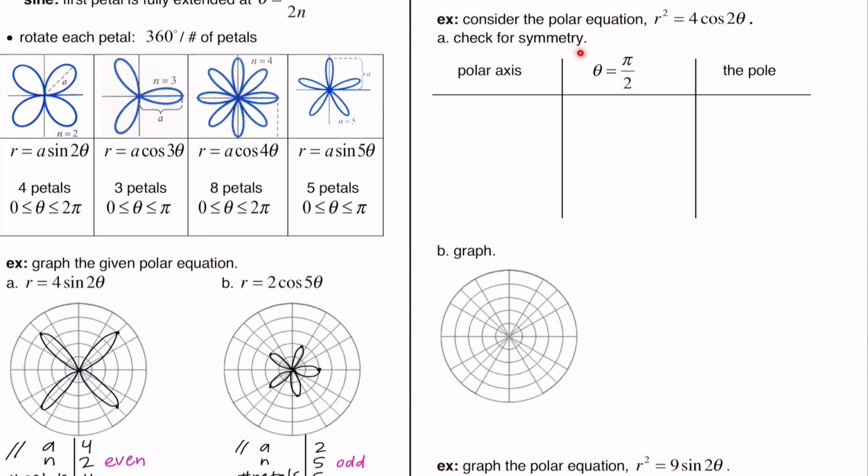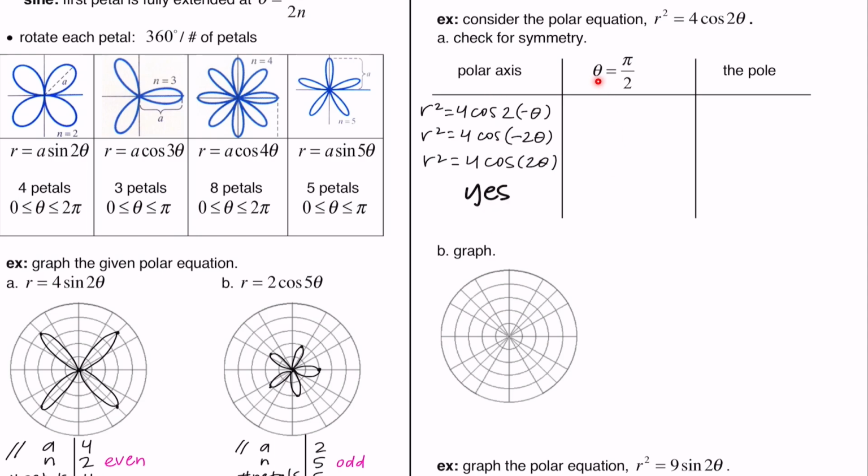The first part says check for symmetry. So first we have the polar axis. To check for symmetry of the polar axis, you plug in negative theta for theta. 2 times negative theta is going to make negative 2 theta. And then from our even odd functions from the previous lesson, cosine of a negative angle is equal to positive cosine of the angle. So here we have r squared equals 4 times cosine of 2 theta. Because this is identical to the original equation, this equation does have polar axis symmetry. So I just wrote yes for polar axis symmetry.